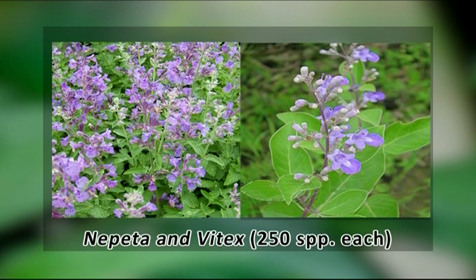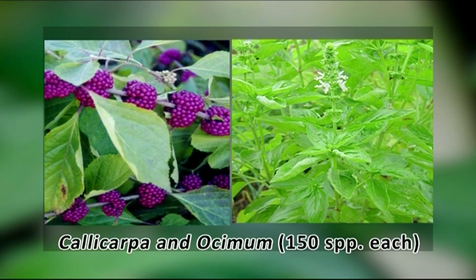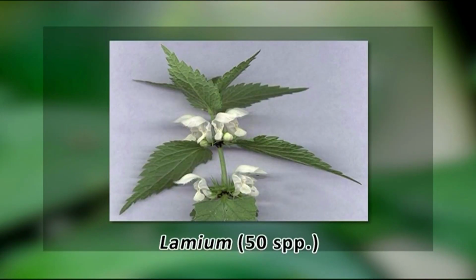Then Nipita and Vitex, each having 250 species, followed by 2 more genera Tichorium and Premina having 200 species. Then Calicarpa and Ocimum, each having 150 species. And lastly, the Lamium, the type genus, having 50 species. Members of this family Lamiaceae show a worldwide distribution, but their center of diversity, that means most diverse, is in the Mediterranean region.